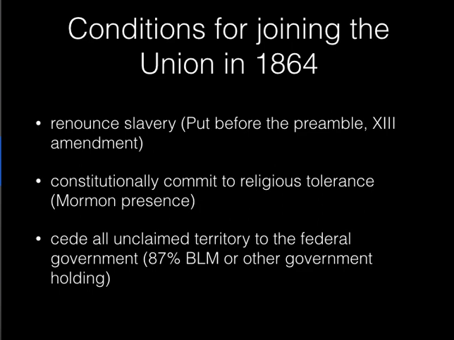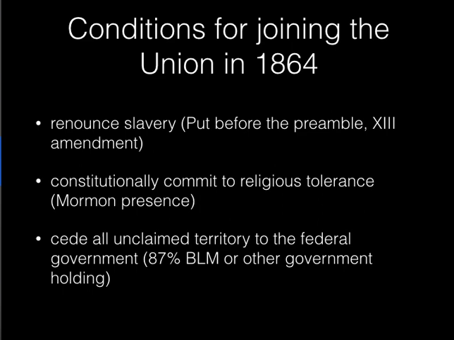The second is that the boundaries of Nevada hadn't been set yet, and so we were kind of intermixed with what is now Utah. There was a large Mormon presence, and so the federal government said you must constitutionally commit to religious tolerance. They feared that it would become a Mormon state, or that there would be a state religion, and that was against the U.S. Constitution. So they needed them to commit to religious tolerance, that any religion or no religion could exist within the state. And then finally, they had to cede all unclaimed territory to the federal government.